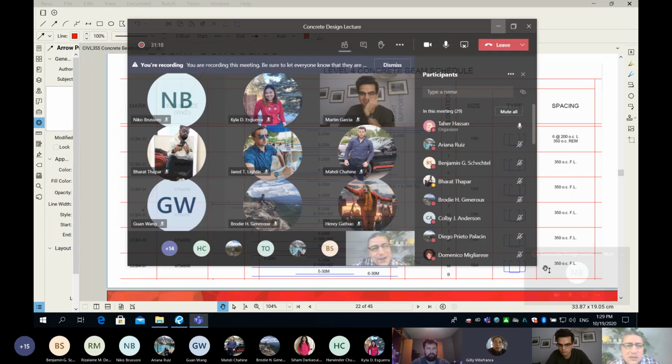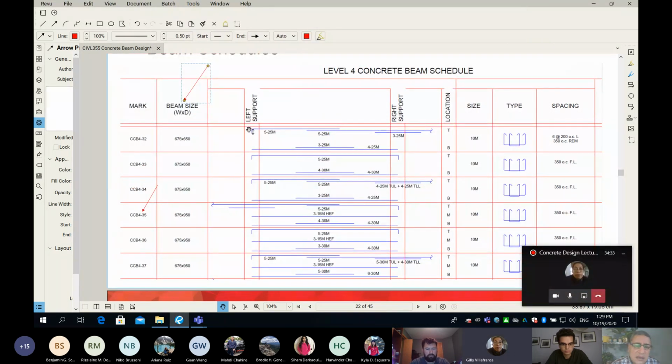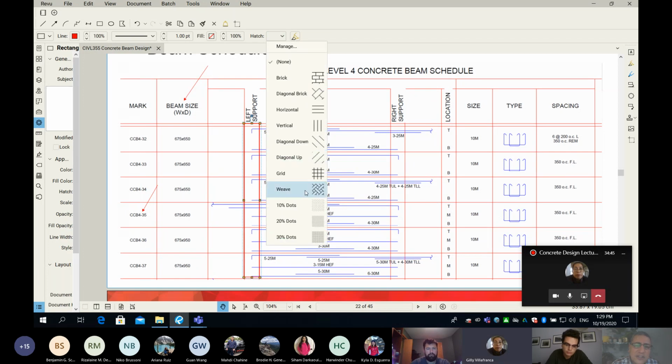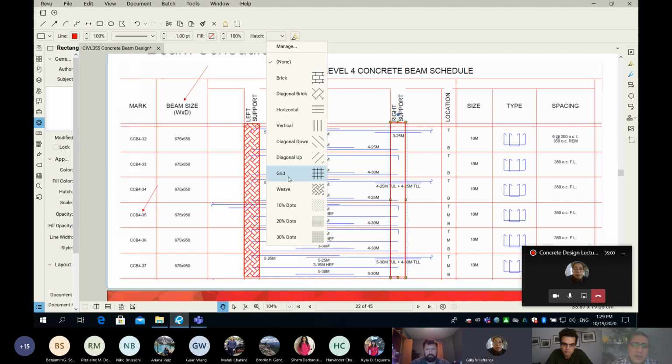The support. It's not very clear, and probably I need to shade this one here. If I draw a box here, this is the support, and we can give it a hatch like this. So this is a column. And also on this side, that is my right support. So there is another column here as well. Let's give it a hatch.